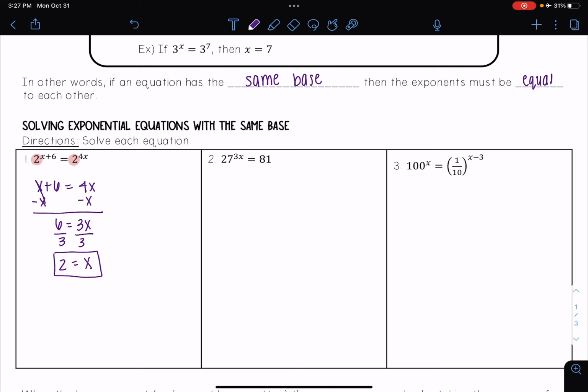Okay, now let's look at this next one. This next one I have 27 raised to 3x power is equal to 81. This time I don't have the same base. My base on the left-hand side is 27. The base on the right-hand side is 81. However, I can rewrite those numbers so that they do have the same base. For instance, for 27, I know I can rewrite that to be 3 cubed.